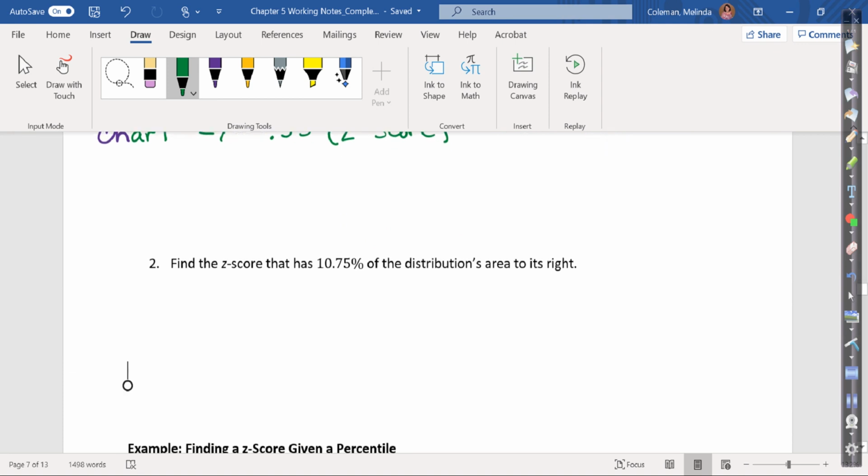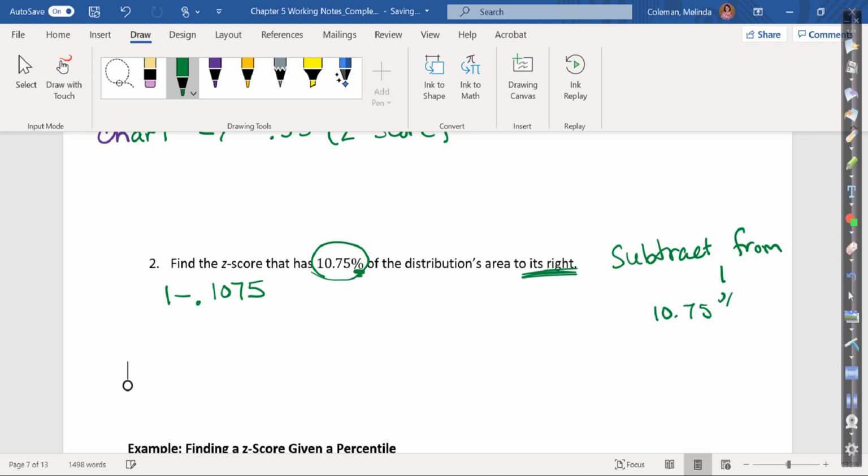So let's do the second one. Find a z-score that has 10.75% to the right. This time we're going to the right. Since we're going to the right, we have to subtract from 1. So 1 minus 0.1075, because remember I have to change that from a percent to a decimal, and 10.75%, 2 places to the left, gives me 0.1075. 1 minus 0.1075 gives me 0.8925.